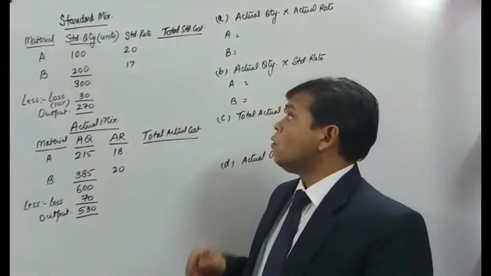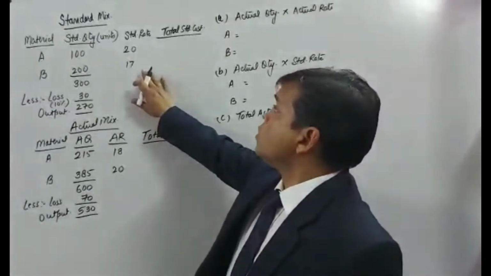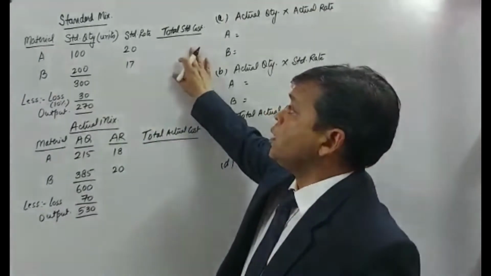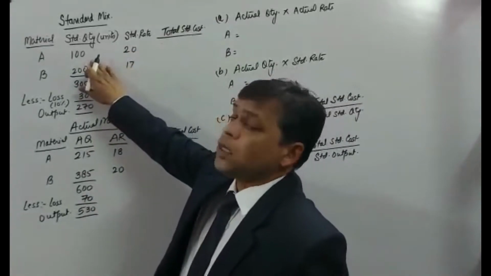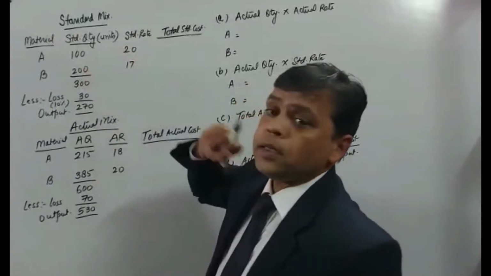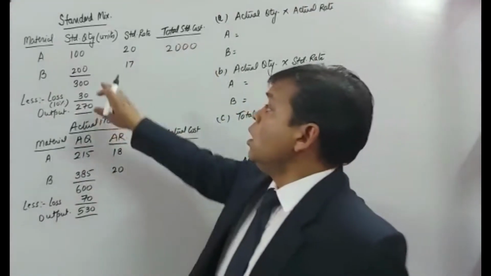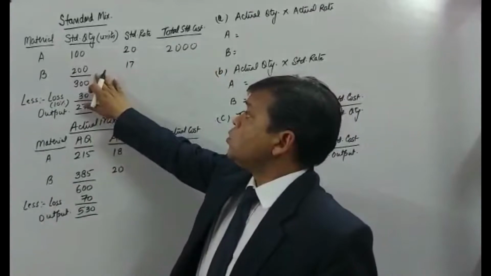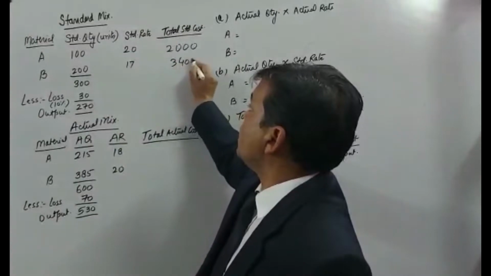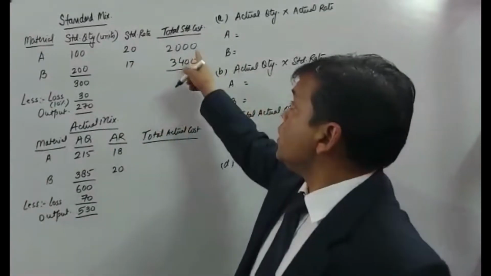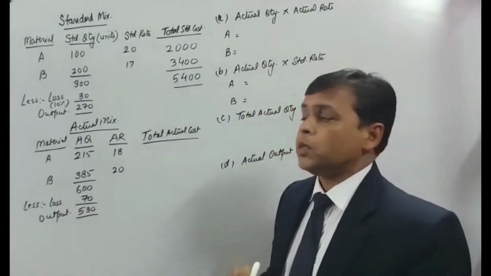The first step in calculating the material variances is to calculate the standard cost. Standard cost means standard quantity multiplied by standard rate. Here the standard quantity of material A is 100 units and the standard rate is 20 rupees per unit, so 100 into 20 is 2000. Of material B, the standard quantity is 200 and the standard rate is 17, so 200 multiplied by 17 is 3400. We add them up, and the total standard cost is 5400.